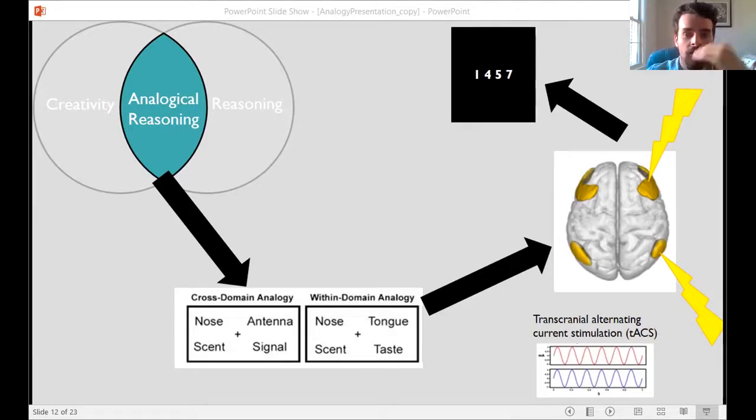That's another reason why we're interested in stimulating this network: within these analogy tasks, you have to hold different items within working memory. So if I'm comparing nose and scent to antenna and signal, I have to hold nose and scent in my working memory and process that in analogical mapping, and then compare it to antenna and signal. Given that the same brain resources are activated during working memory and that stimulating them can improve working memory, we had reason to suspect that stimulating this brain network could also improve analogical reasoning.